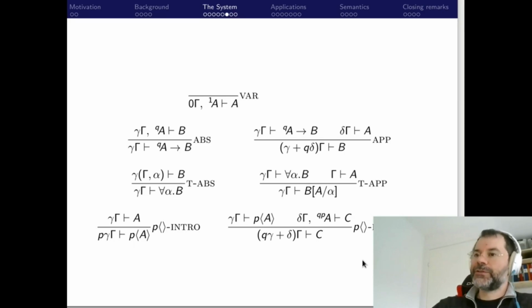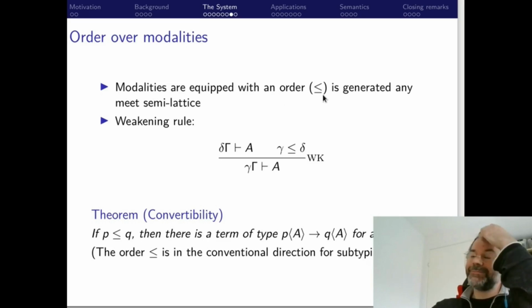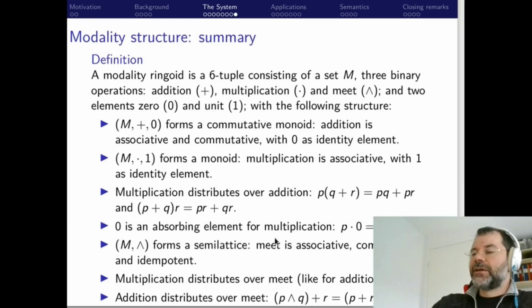On top of this, we also have an order on modalities, and it is generated by a meet semi-lattice. This order drives a weakening rule, as shown here. We can also see the converse, and this is a conversion rule from P to Q if P is less than Q. The exact structure of modalities is as shown here. Pause the video, or you can check out the paper. But the interesting bit is the last line, namely that addition distributes over meet. This property also implies that addition is monotonic.